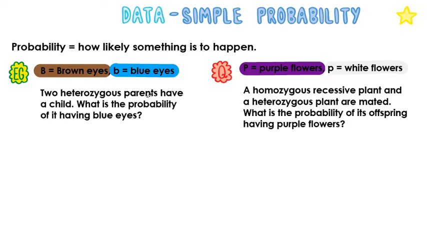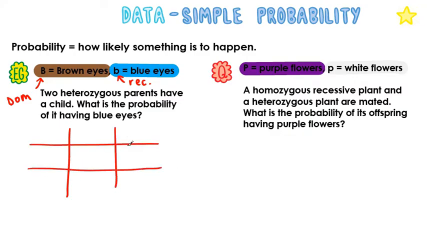2 heterozygous parents have a child. What is the probability of it having blue eyes? We can see that brown eyes is dominant because it's got the capital letter, and that blue eyes is recessive because it's got the lowercase letter. So they're heterozygous, which means they have one of each allele. So we're going to split up each parent's alleles to work out what they could pass on to their child or offspring. So we'll start with dad, big B, little b.